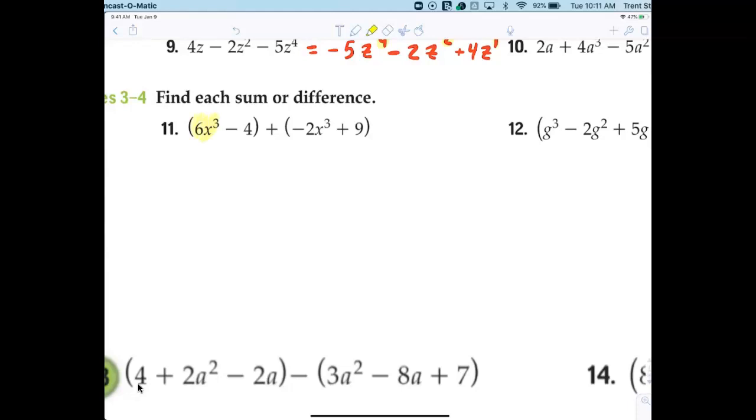6x cubed minus 2x cubed. What is that? 4x to the third power. Now remember, the rule is when you multiply, you add exponents. But if I have one pencil and one pencil, I have what? Two pencils. The pencils did not change. You're adding. So again, 6x cubed. I have 6x cubes, and I'm subtracting what?